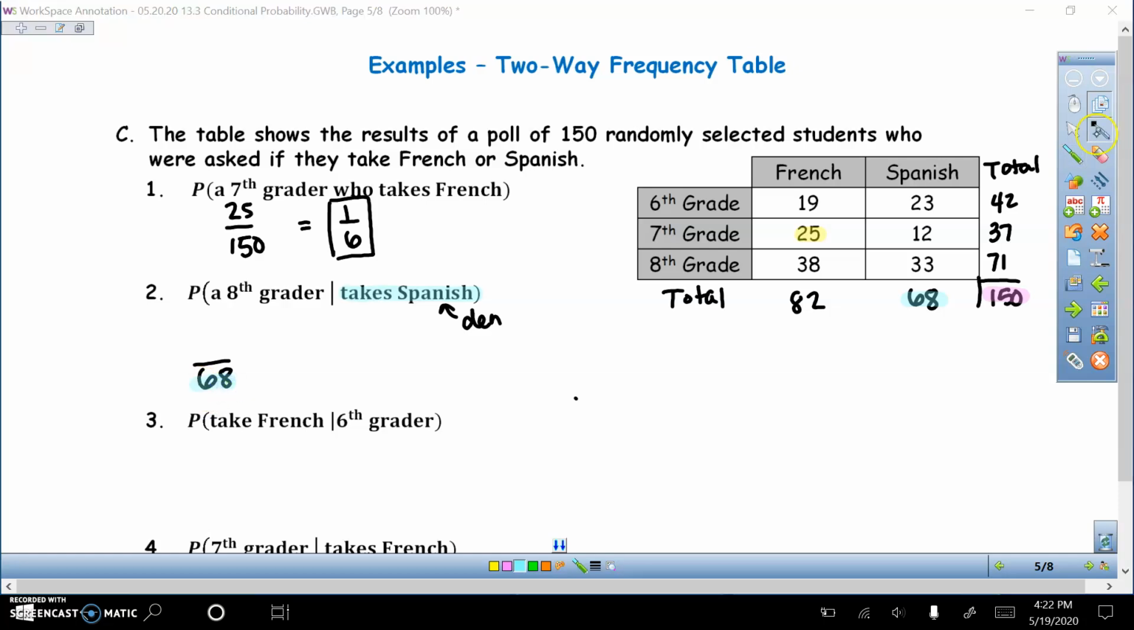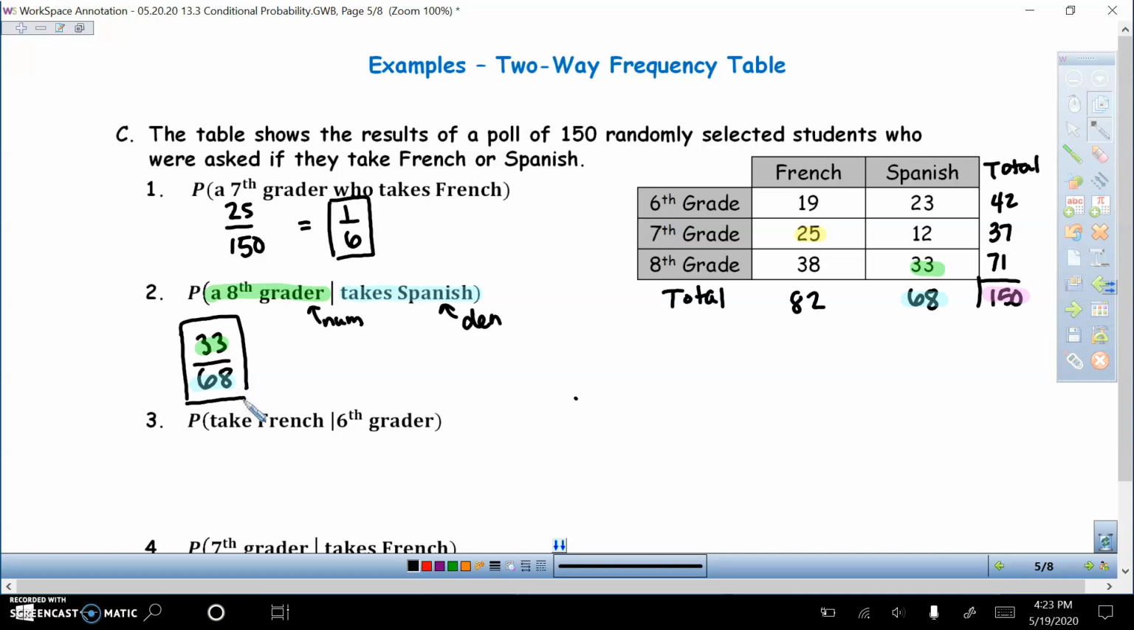And then for my numerator of my probability, I need to figure out the 8th graders that take Spanish. Well, there are 33 8th graders that take Spanish. So I'm going to have 33 over 68. And then this does not simplify. So the probability that you randomly select an 8th grader, given that they take Spanish, would be 33 out of 68.